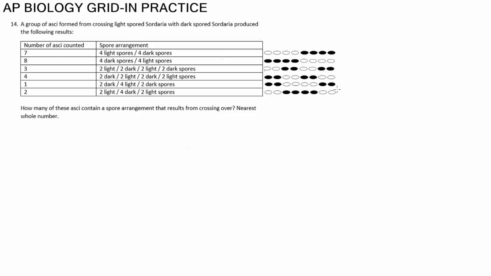For the best explanation of Sordaria, honestly, if you just Google Sordaria crossing over and look at Google Images, you can find some really nice, concise diagrams that explain the whole process of how it comes to be these patterns. But for the sake of this question, all we have to do is count up how many of these contain a spore arrangement that results from crossing over, which, as I said, is all of them except for the first two. And so we're just looking at 3 plus 4 plus 1 plus 2, or 10.